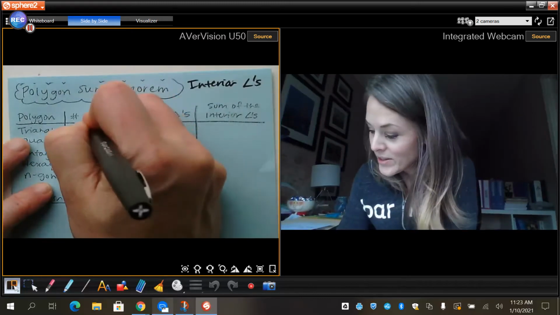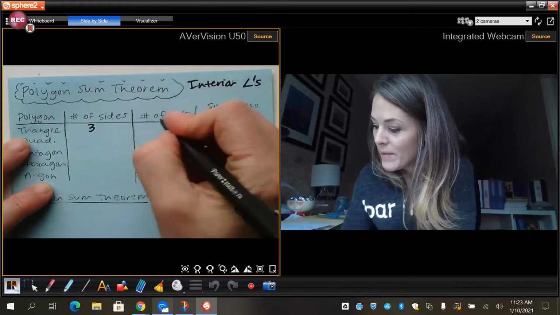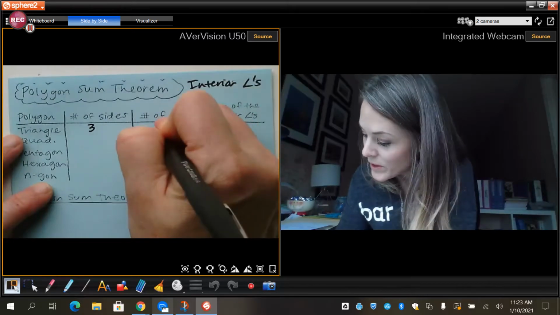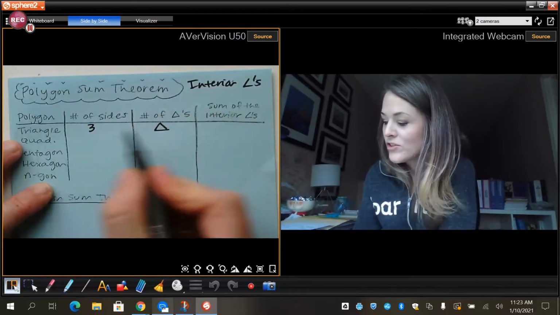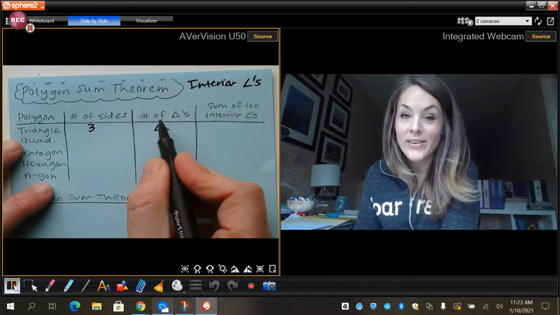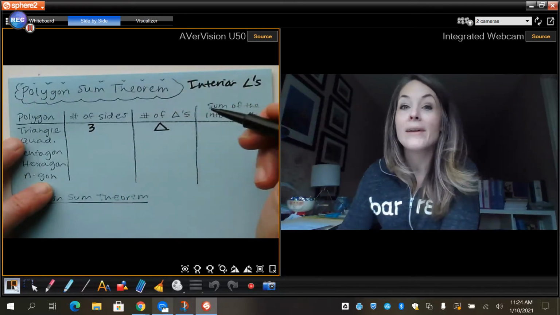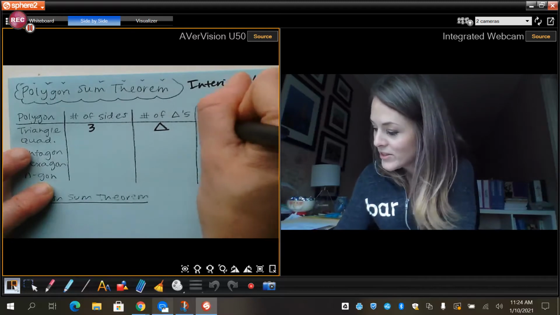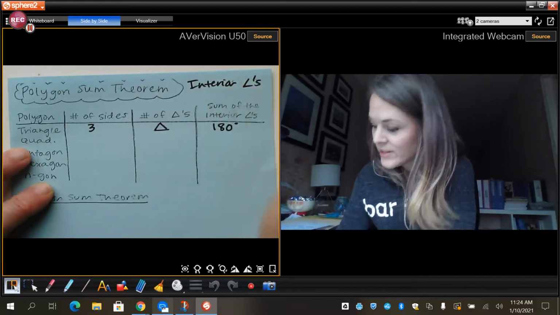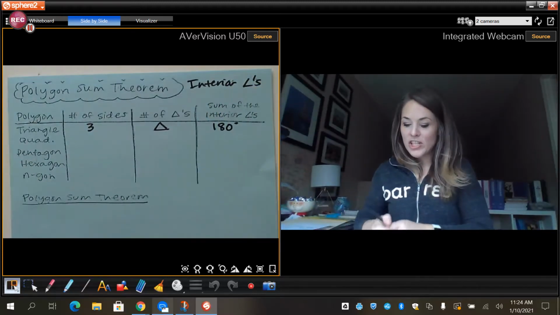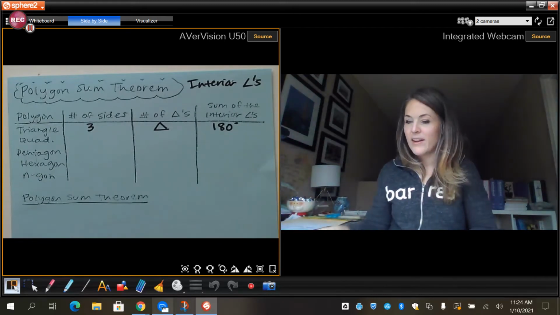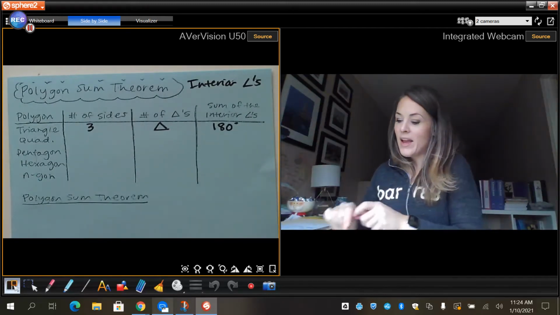So a triangle has 3 sides. Number of triangles. So what we're going to do is draw the shape. So in this triangle, there's only one triangle there, and all the angles of a triangle add up to 180, so the sum of the interior angles is 180 degrees.